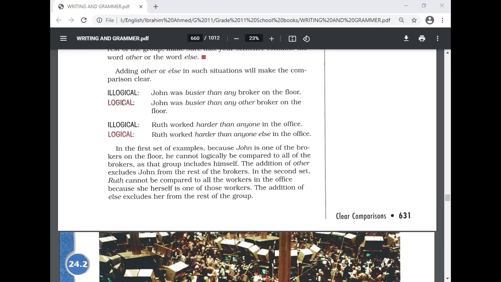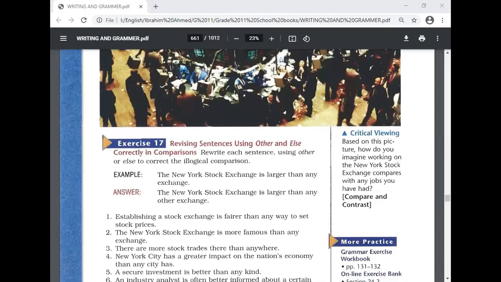In the first set of examples, because John is one of the brokers on the floor, he cannot logically be compared to all of the brokers because he's one of them. Understand? This is why we use the word other, and here we use the word else. If you leave it like this, then you compare John to himself, to all the others, including himself, and the same with Ruth here.